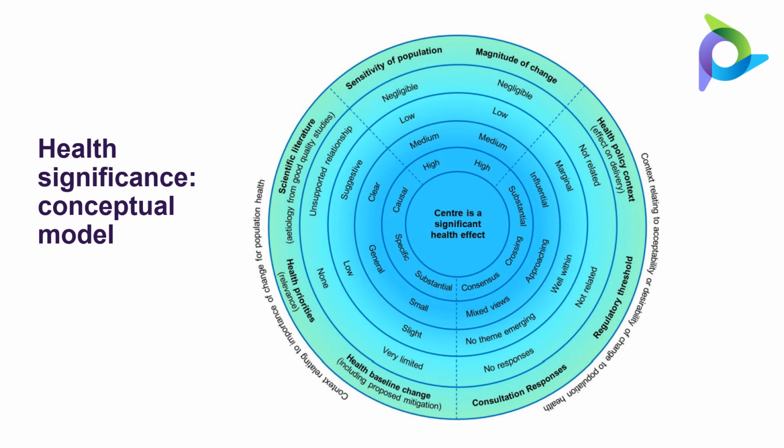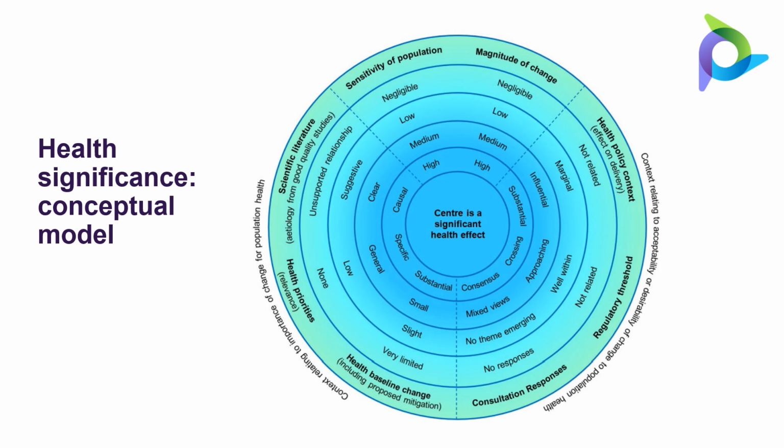This particular diagram provides different components of significance, and again, like the other two, it uses the criteria or segments and indicative classifications to explore and explain a finding. That brings us to a decision as to whether a health effect is significant or not. So in terms of those criteria, we can see the magnitude of change, the sensitivity of the population, again, building on the information obtained from the previous two conceptual models.